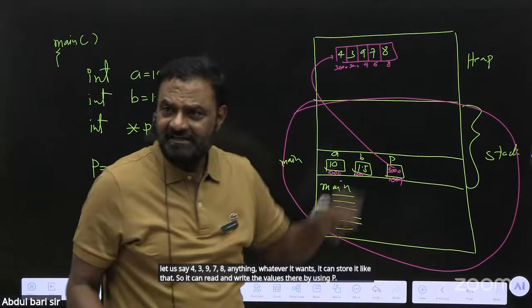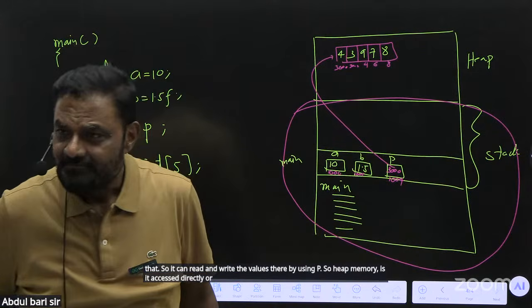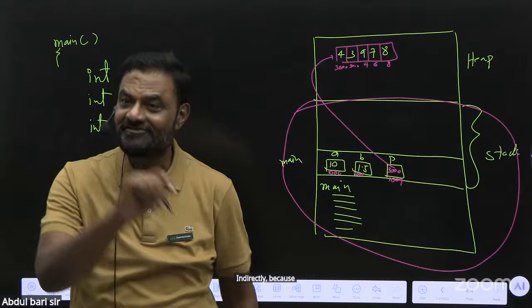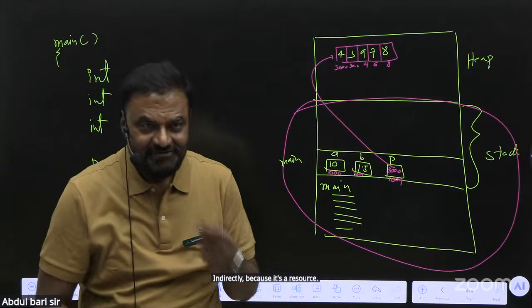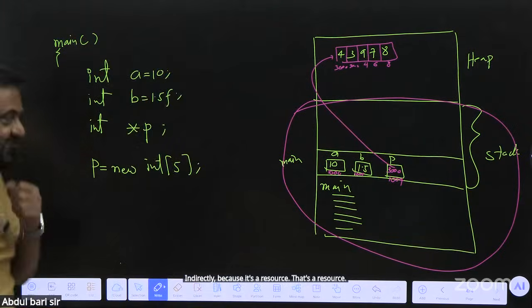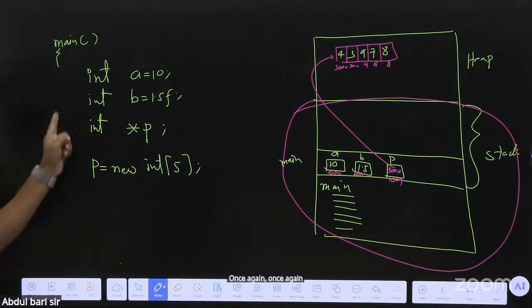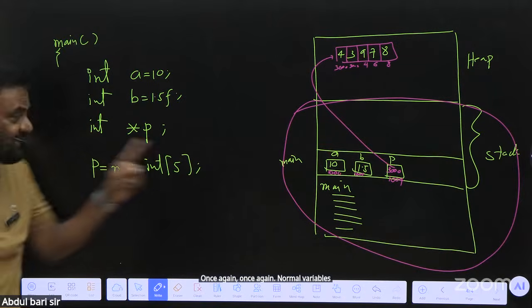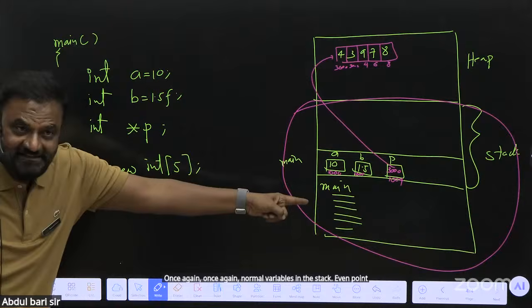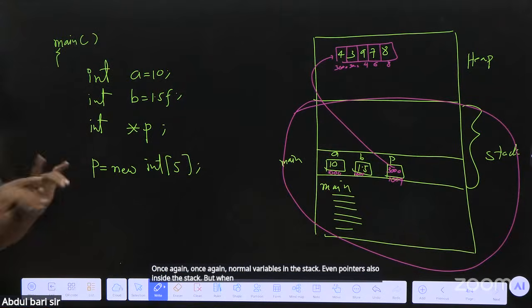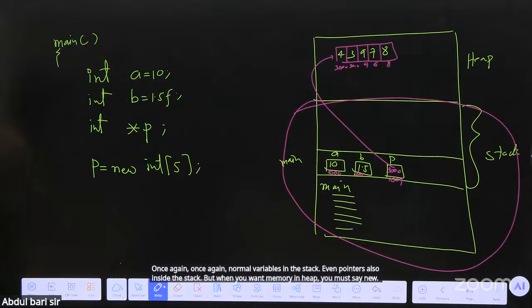So heap memory, is it accessed directly or indirectly? Indirectly, because it's a resource. Now, once again, normal variables are in the stack. Even pointers are also inside the stack. But when you want memory in heap, you must say new. All right.